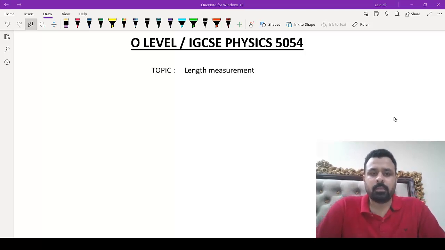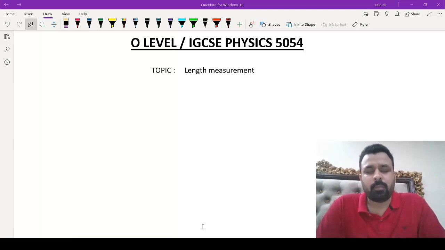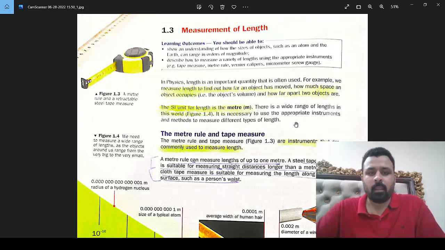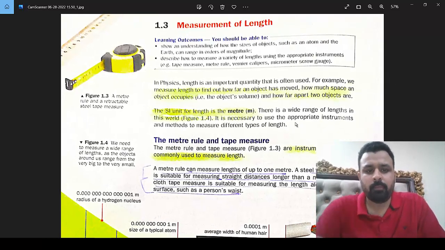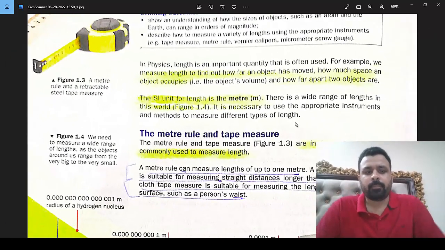Our today's topic is length measurement. We are going to talk about how length is measured and which instruments we prefer to measure the length. When we talk about measurement, length is an important quantity in physics. Its SI unit is meter, as you can see.